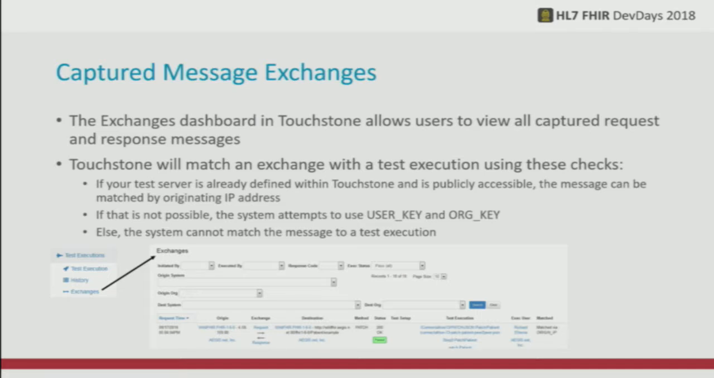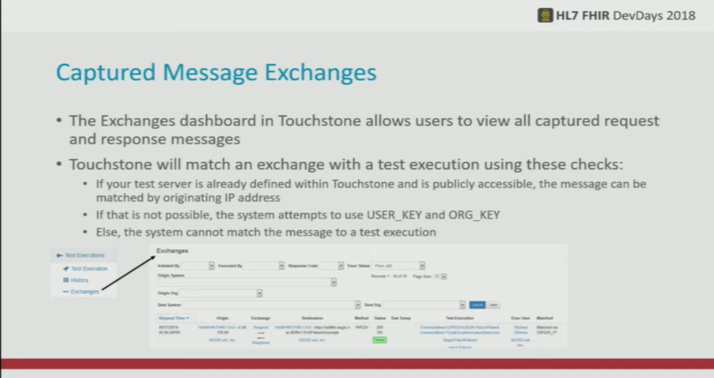Okay? If that's not possible, then we have another mechanism called user key and org key. So you as a user, and for you who belong to an organization, we've given you these generated random strings that you can use in this peer-to-peer testing. So if you define an HTTP custom header called user_key, and you send your user key value in it, we can match by that. Because think about sitting at a Connectathon or a DevDays event, and you've got a client on your laptop, and you're sitting on the DevDays Wi-Fi for this building. What's your IP address?